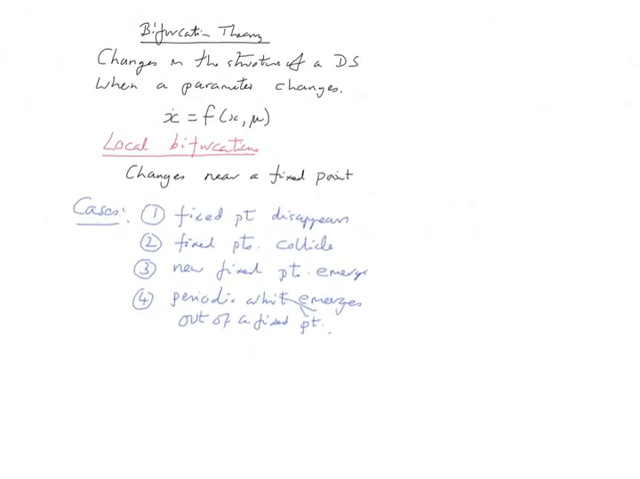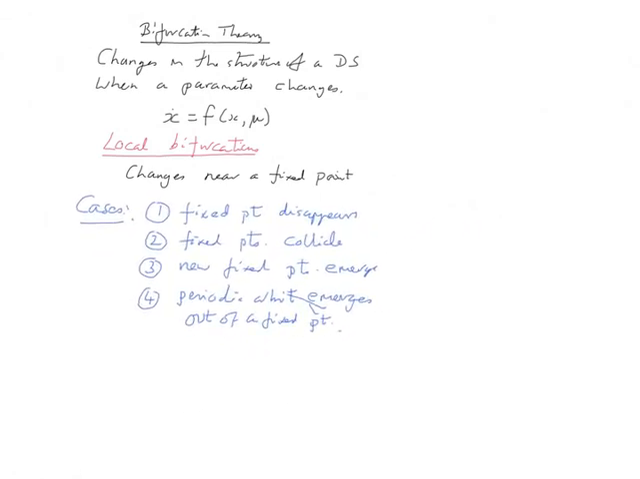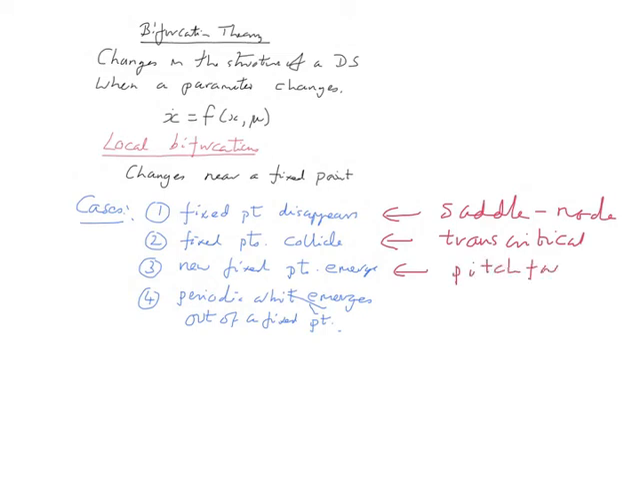So these are the different cases here, and now I want to say what the names of each of these are. So fixed point disappears is called a saddle node bifurcation. Fixed points collide is called a transcritical. Fixed points emerge is called a pitchfork, and periodic orbit emerges is called a Hopf bifurcation. So those are the names of the different bifurcations.